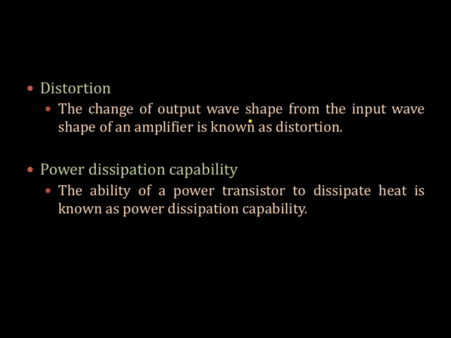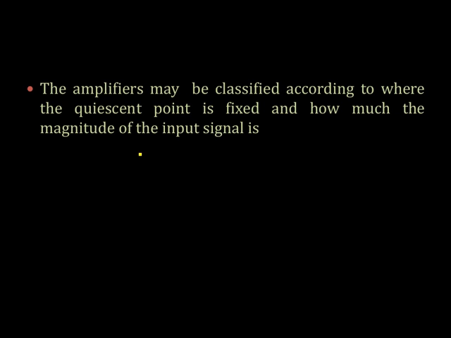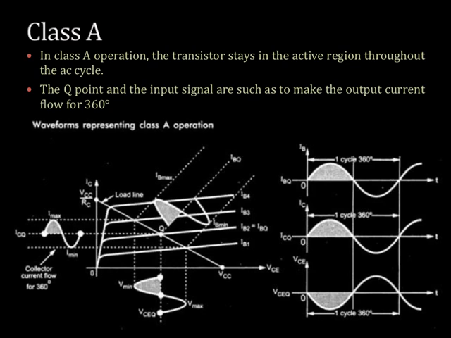Now distortion, the change of output wave shape from the input wave shape of an amplifier is known as distortion. And power dissipation capability, the ability of the power transistor to dissipate heat is known as power dissipation capability. Now the classification of amplifiers. Amplifiers may be classified according to where the quiescent point is fixed and how much the magnitude of the input signal is. Based on that, we have different classifications, and the first one is class A.